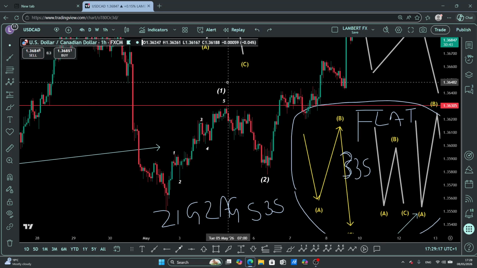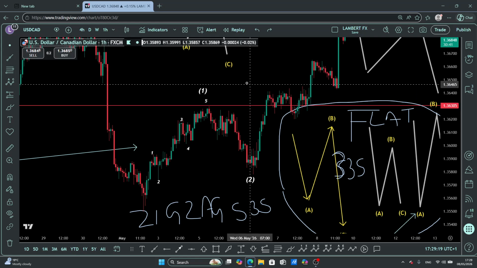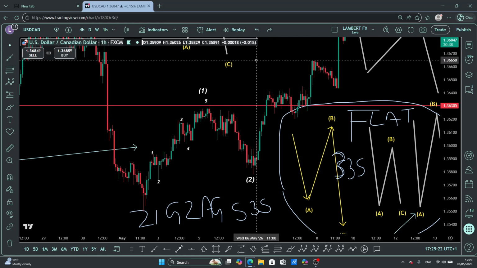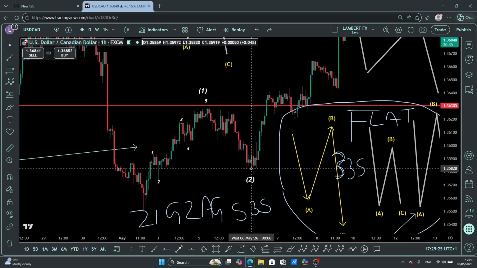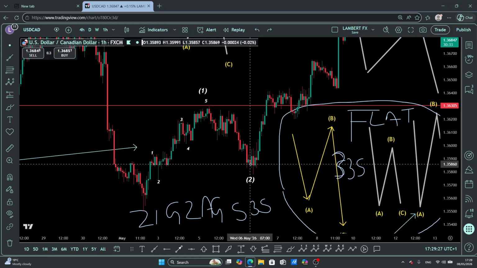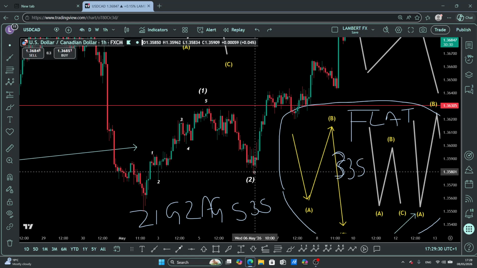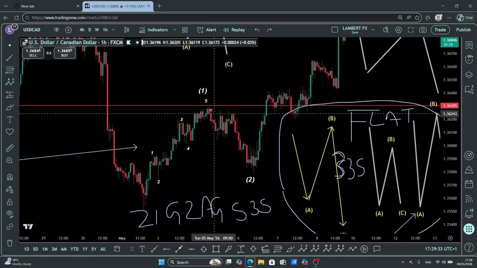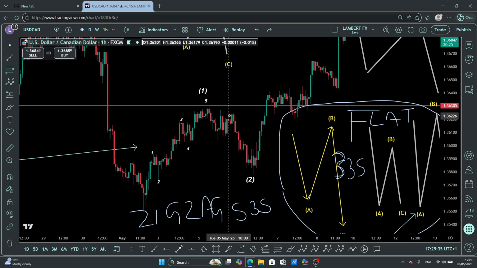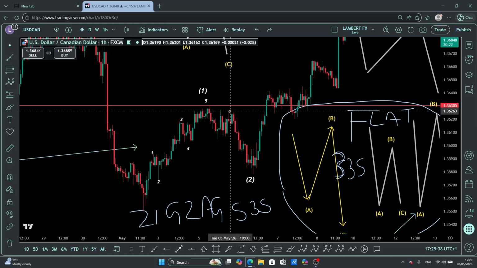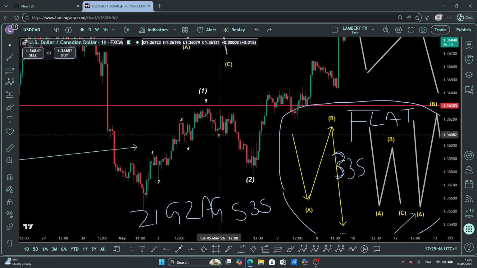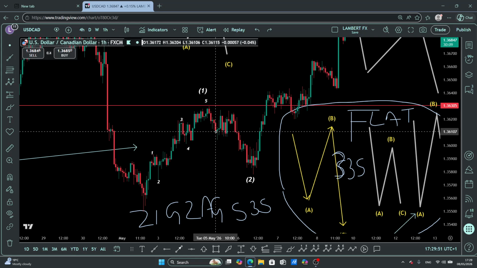All right, so how do you know where to enter? Basically, we can have an idea where we expect this to finish. Once you've identified the first three leg down and your second three leg up, then you can measure using your fib extension, and it will project an area where the market would likely stop before it starts going in the opposite direction.